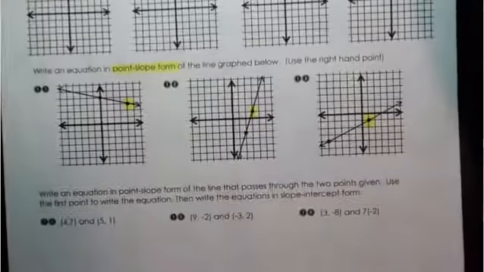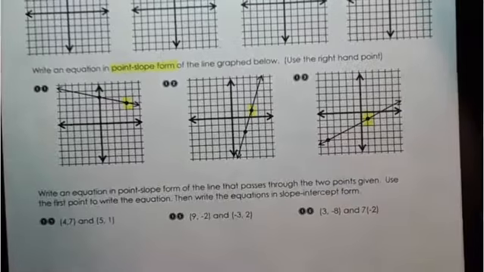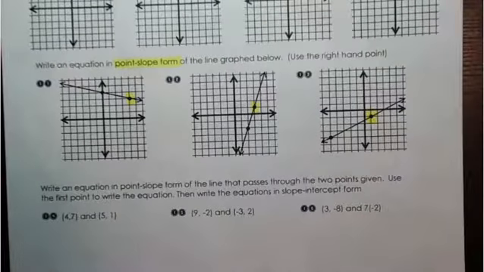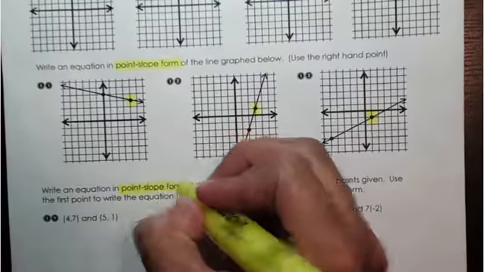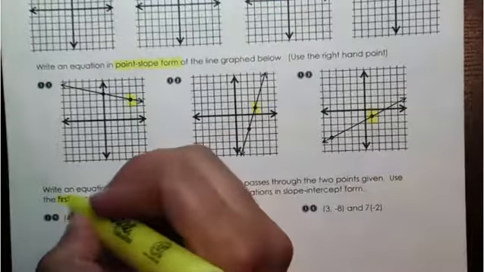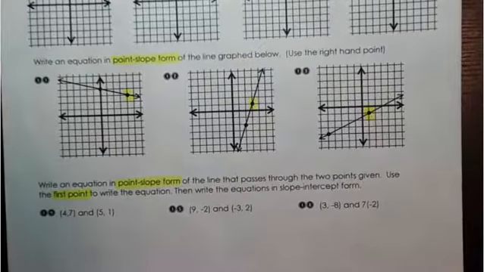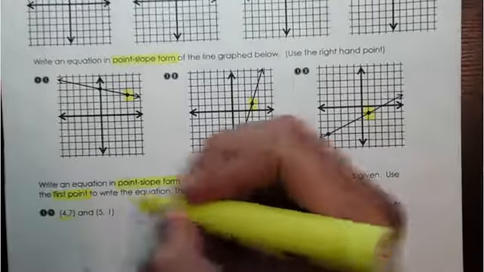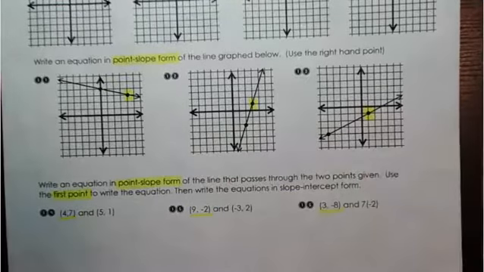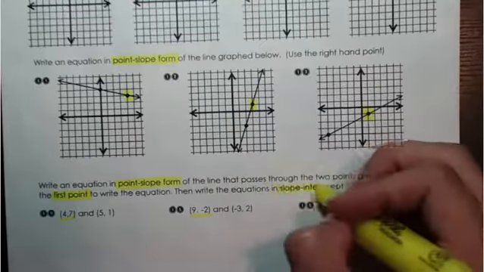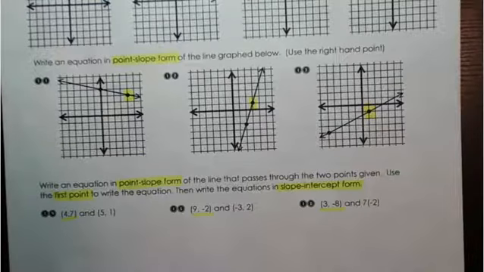And then the last 3 on the front side, 14 through 16, write the equation in point-slope form that passes through the 2 points, and use the first point to write the equation. Then write it into slope-intercept form. So you have to write the equation in point-slope form using the first point. So in that case it'd be this one, and this one. And then from there, convert it to slope-intercept form. So you have a couple different steps that I'll be looking for on that one.